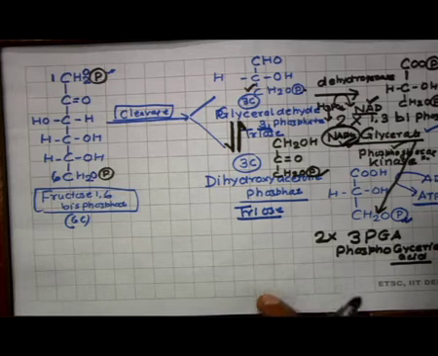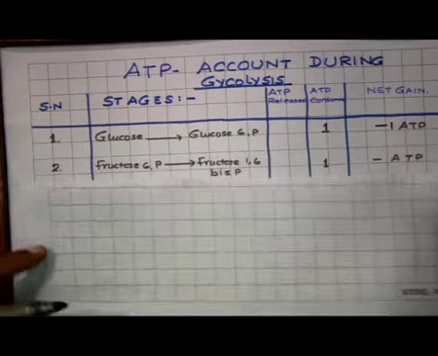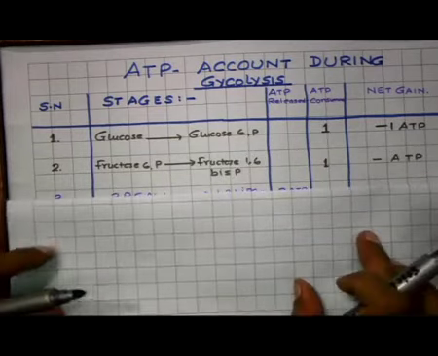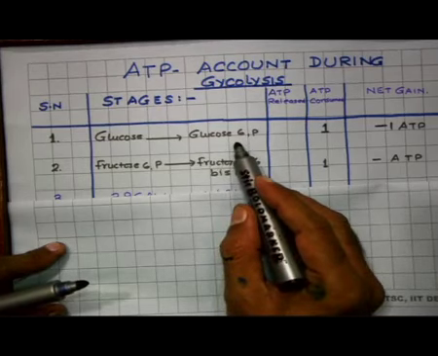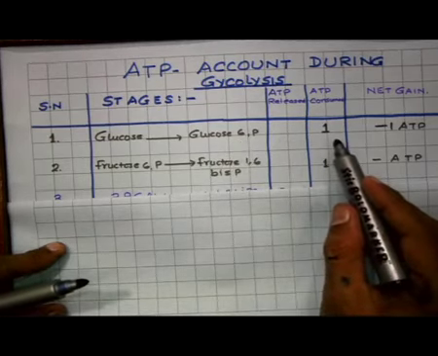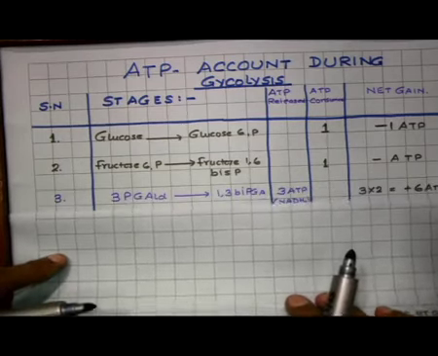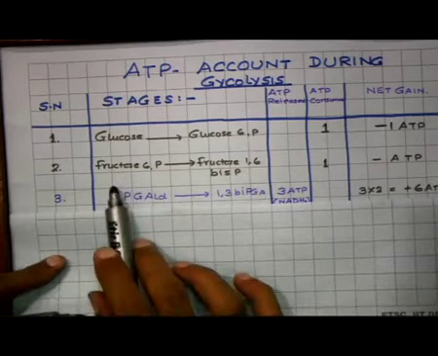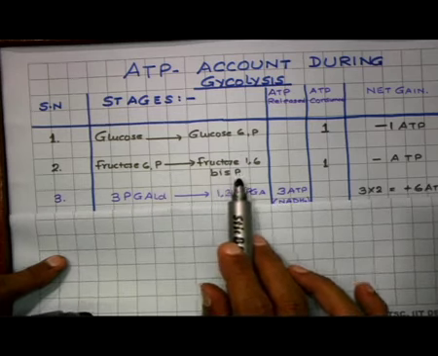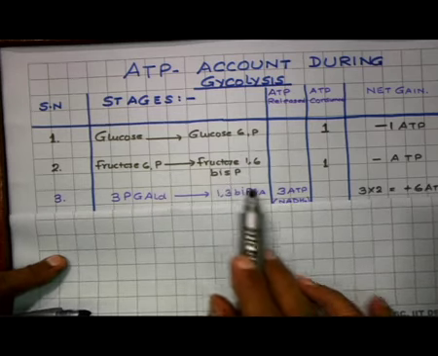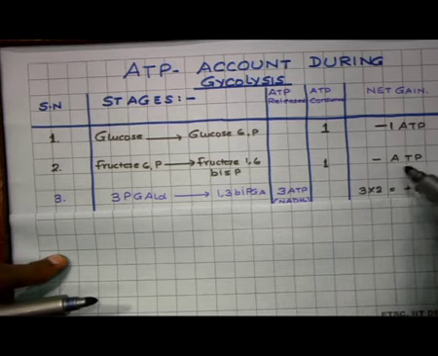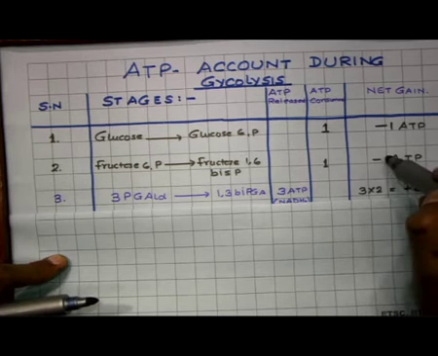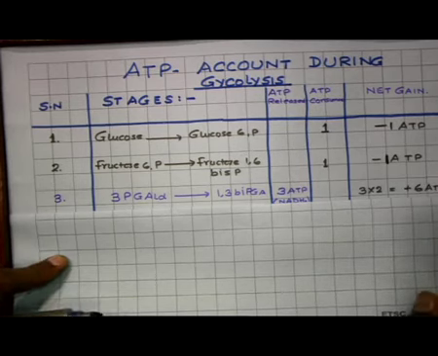So, we can summarize it in the form of the ATP account. First, we have already seen, the glucose molecule is converted into glucose 6 phosphate, it consumed 1 ATP. So, there is the loss of 1 ATP. In the second step, fructose 6 phosphate is converted into fructose 1,6 bisphosphate, it also required 1 ATP, another loss of 1 ATP. So, finally, there is the loss of 2 ATP in these 2 stages.